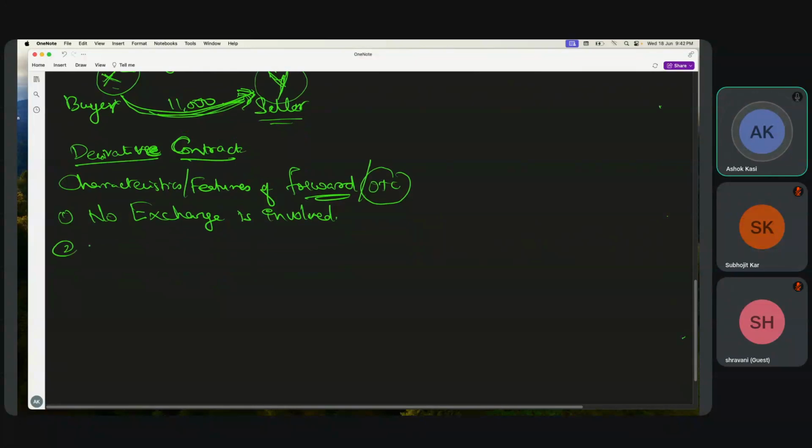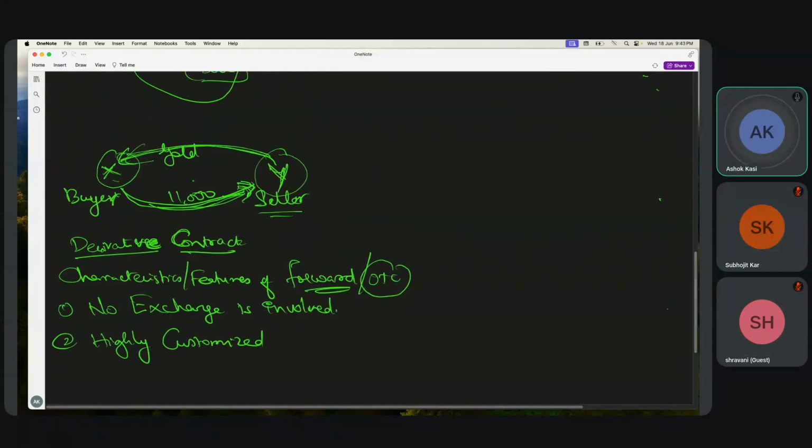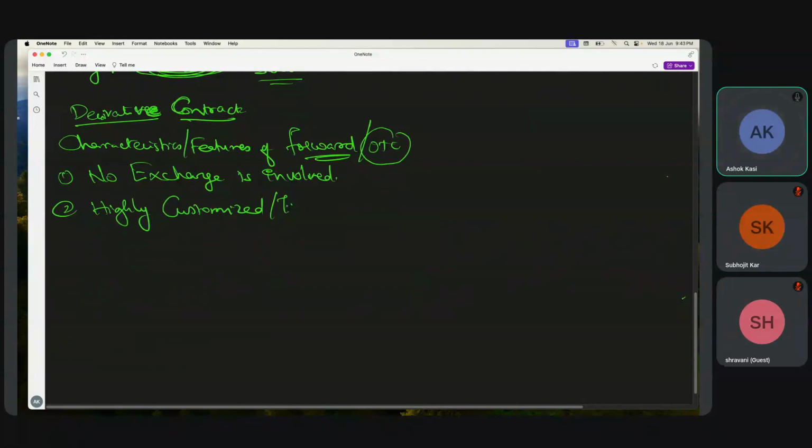Then number two, highly customized. This is what you asked, Shravani. Why are they deciding 1 year and all that? Because it is highly customized. As long as both the parties are agreeing, any date can be selected. Not only any date, any quantity can be selected. Why only 1 gram of gold? If they both want to get into the contract for 10 gram of gold, 20 gram of gold, 100 gram of gold, as long as they both are agreeing, it is fine. That's why it is highly customized. You select any date of expiry, but the only thing is both the parties should agree. So highly customized, or tailor-made also you can say. Then third one, fourth one: high risk of default.